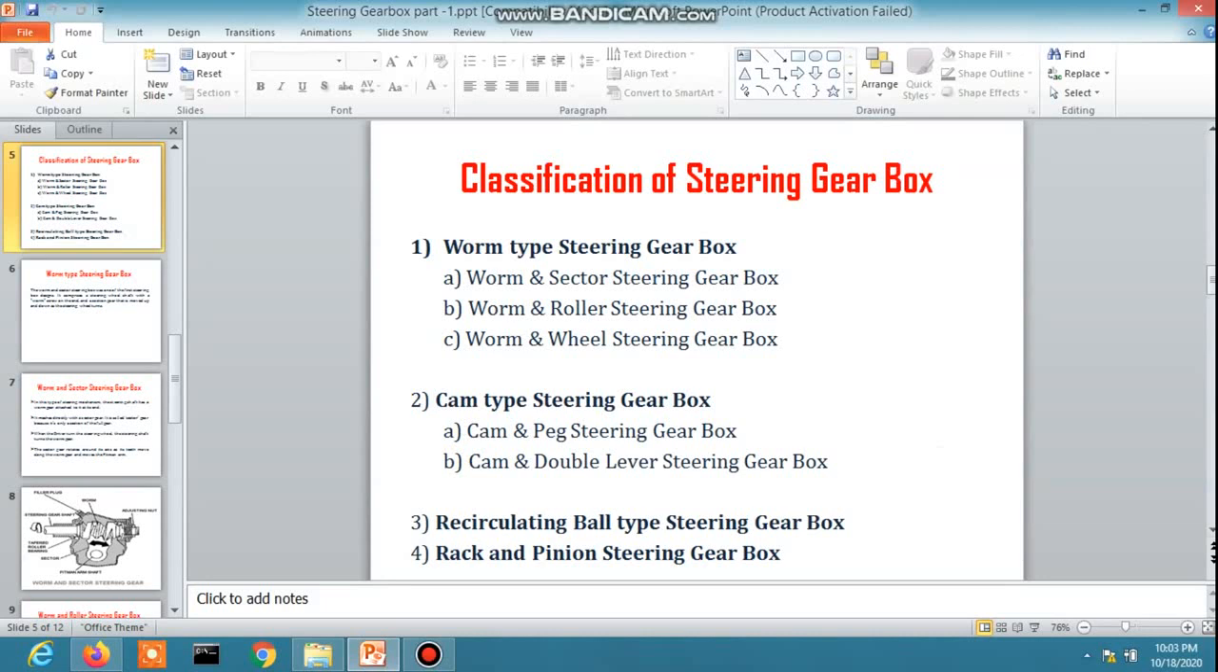And rack and pinion steering gearbox is one of the most important and most effective gearboxes used nowadays in most commercial or light automotive vehicles, like Maruti, Hyundai, Hondas, Toyotas. All use rack and pinion steering systems.